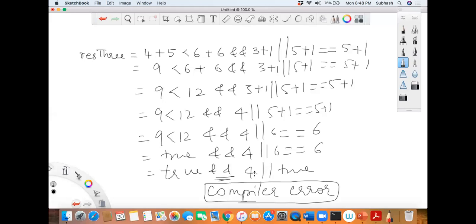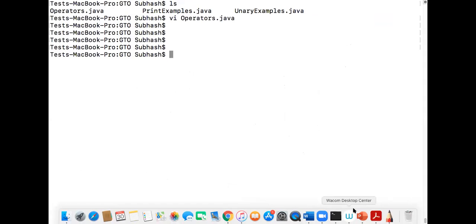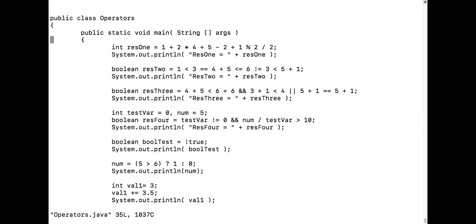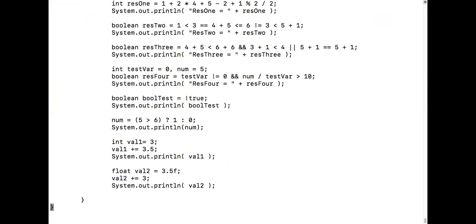Okay, so guys, shall I execute this program? Guess the output for yourselves. Yes or no? Tell me quickly. Should I execute? You want me to execute? Okay. Operators.java. Is this the same program, guys? Let me run this code. javac Operators.java.